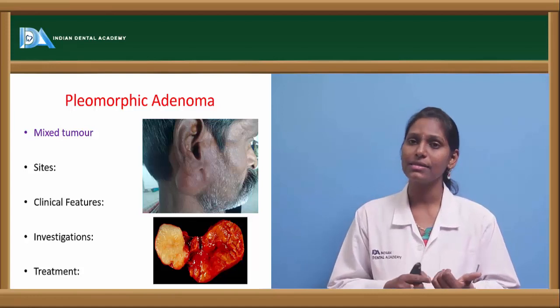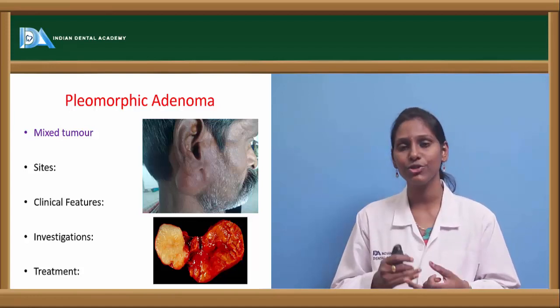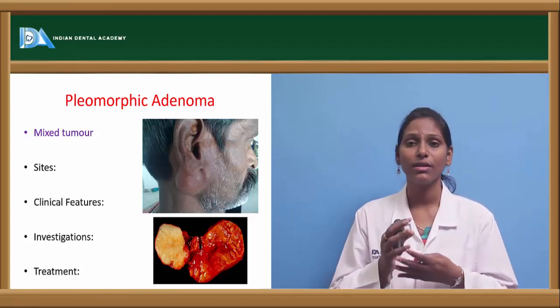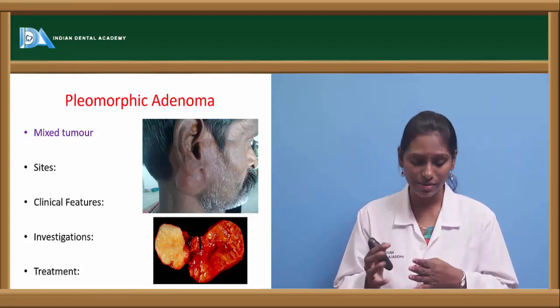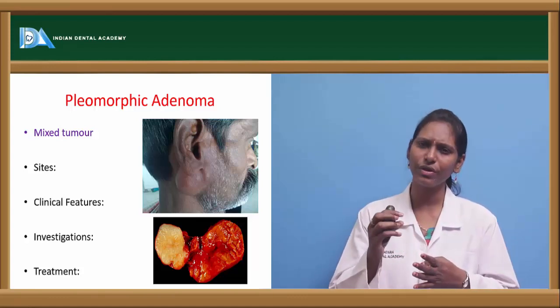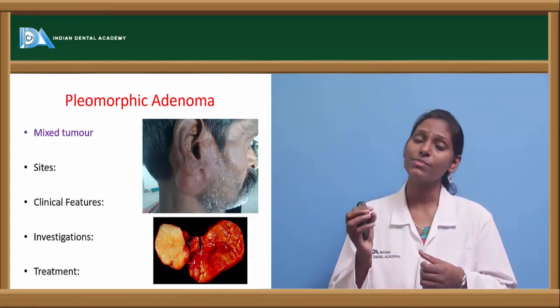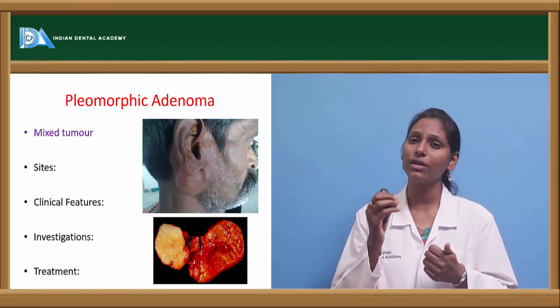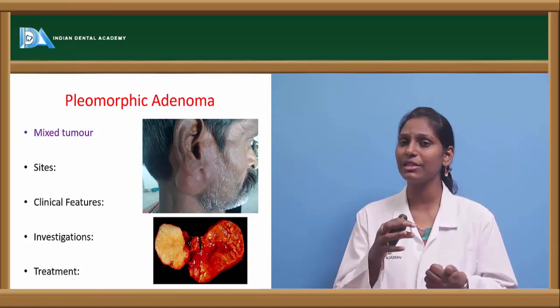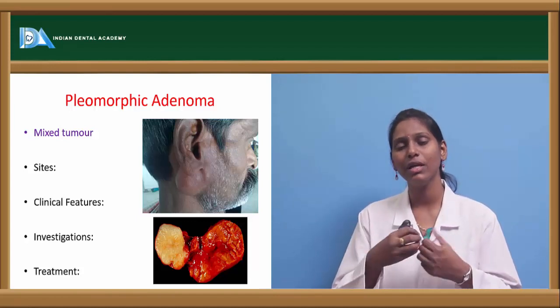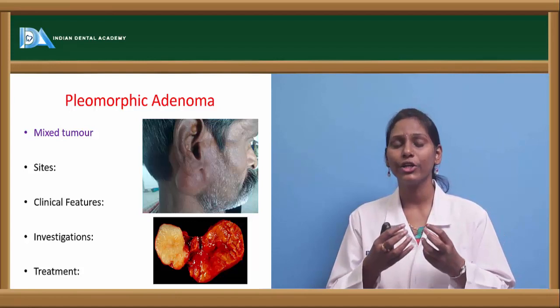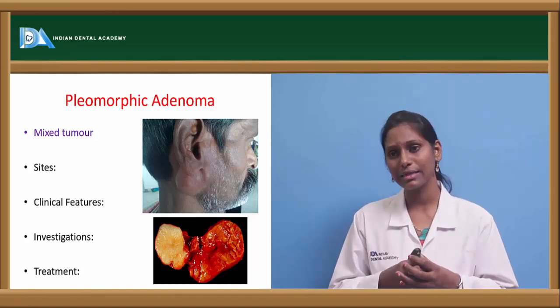It is rubbery, firm, usually slow growing, and it can grow into larger sizes also. Because it is rubbery in consistency, it is resilient also. Sometimes, because of the different types of tissues present within the tumor, the consistency varies. For example, with more cartilaginous material, the consistency is usually firmer, right?